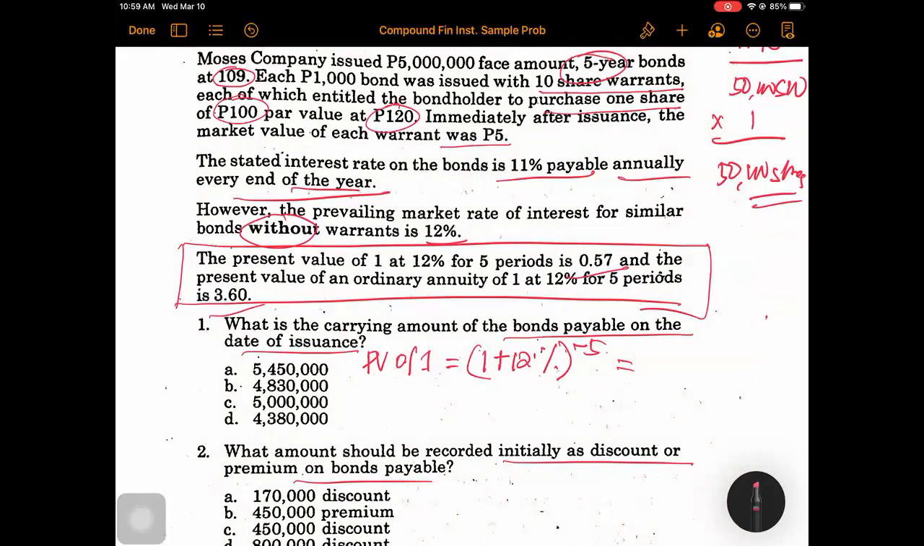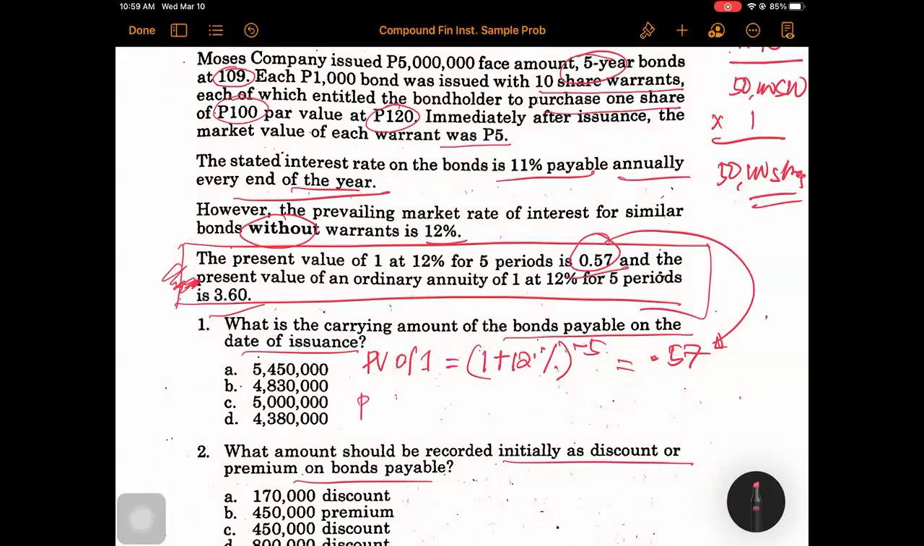So the answer is 0.57. This is how we compute 0.57. Kay base sa uban, dili pa kabalo mag-ani, mag PV of 1, di ba? Kay normally problems nako hatag sa inyo, dili ta mohatag ani. I want you to compute the present value. So mohatag lang ko instruction nga 2 decimal places, 4 decimal places. But in this problem, 2 decimal places lang gigamit.